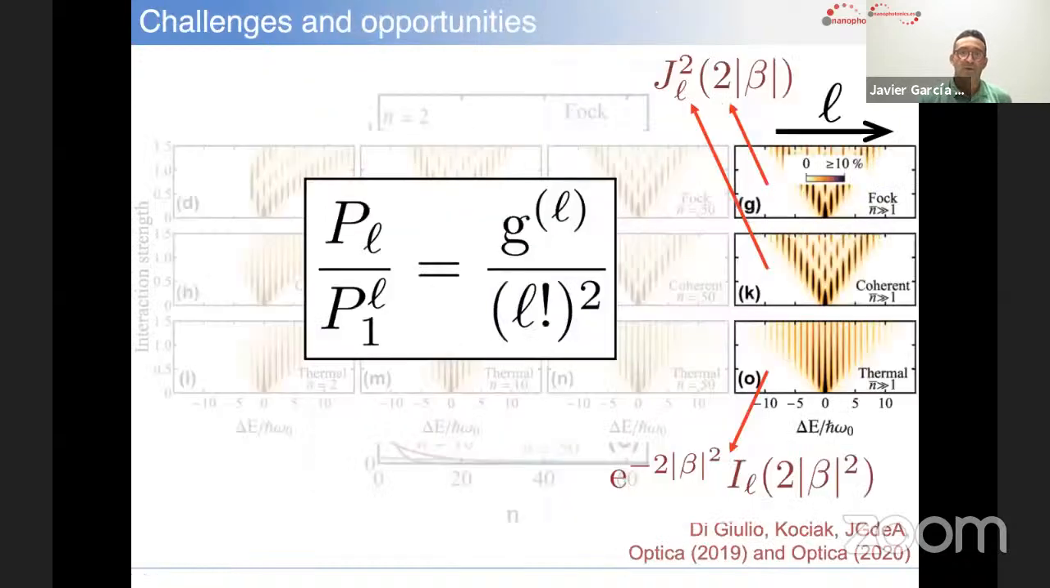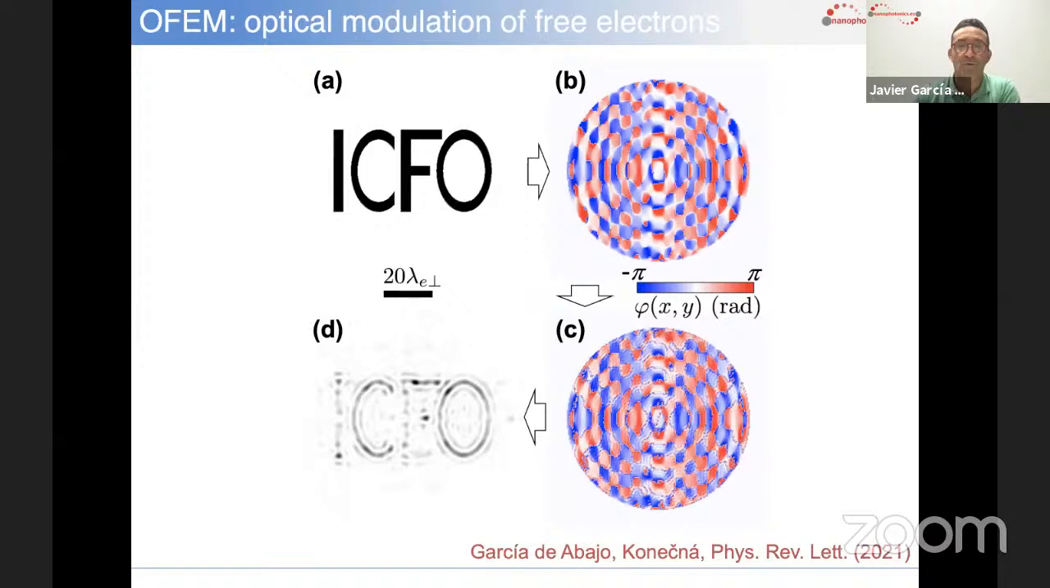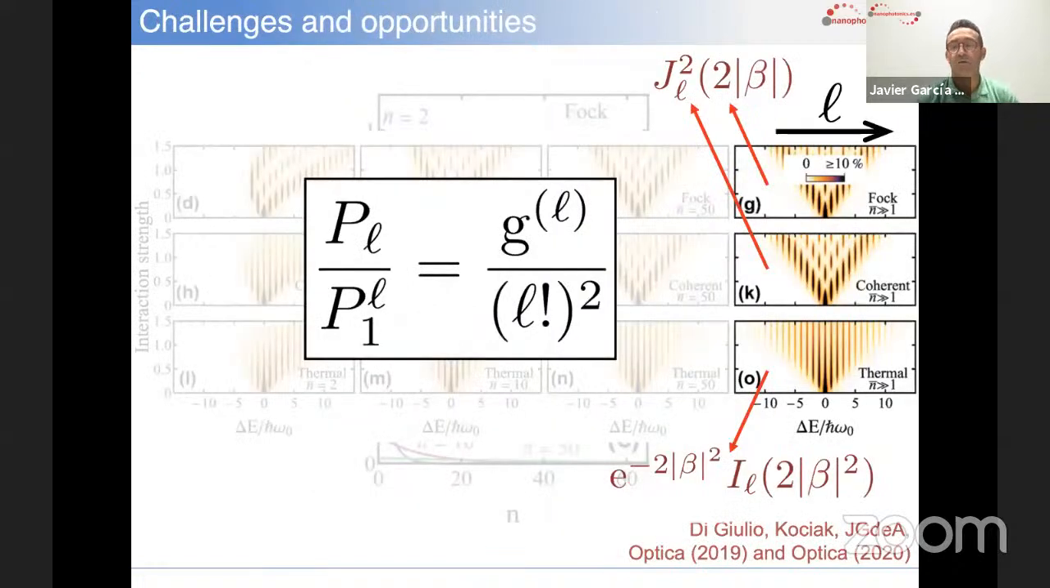Okay, so I said that I was going to talk about the interaction of electrons with optical modes, but also in the title I said something about challenges and opportunities. No? So I will just discuss very briefly a few of these challenges and opportunities.